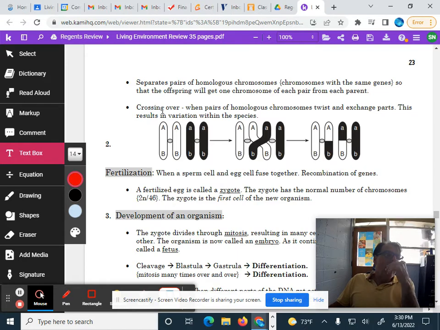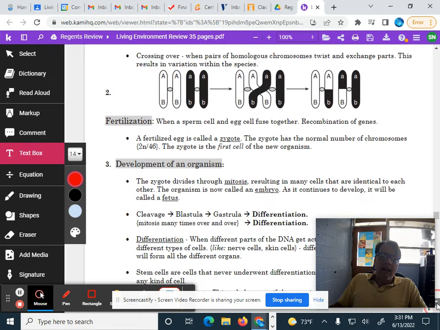Another way you can get more variation is by crossing over. That means these homologous chromosomes, before they separate into the 4 cells, will exchange certain genes. So those dominant and recessive genes, the different forms of them, will cross over and sometimes swap places so that we can get even more genetic variation in those gametes or sex cells.